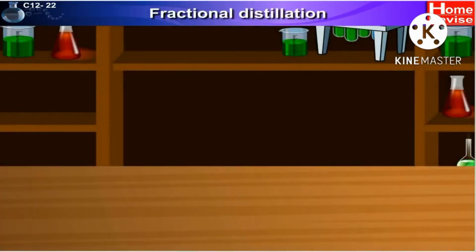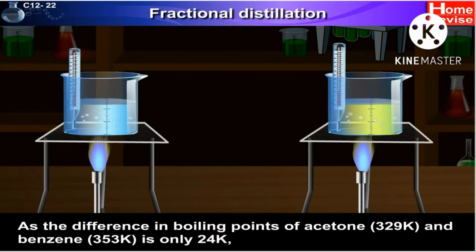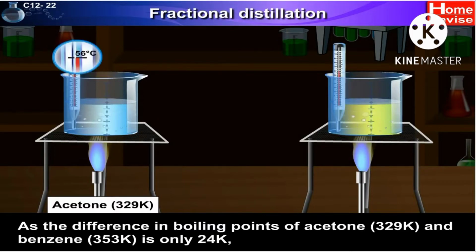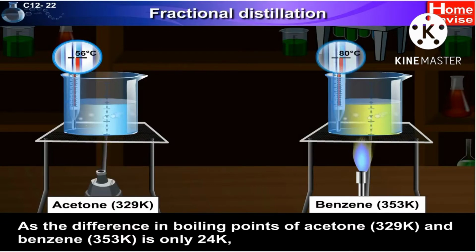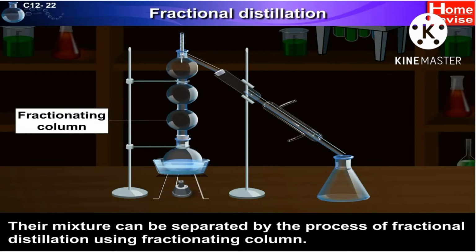Let's take an example: separation of acetone and benzene by fractional distillation. The difference in boiling points of acetone, whose boiling point is 329 Kelvin, and benzene, whose boiling point is 353 Kelvin, is only 24 Kelvin. Their mixture can be separated by the process of fractional distillation, using a fractionating column. Let's see how this can be done.